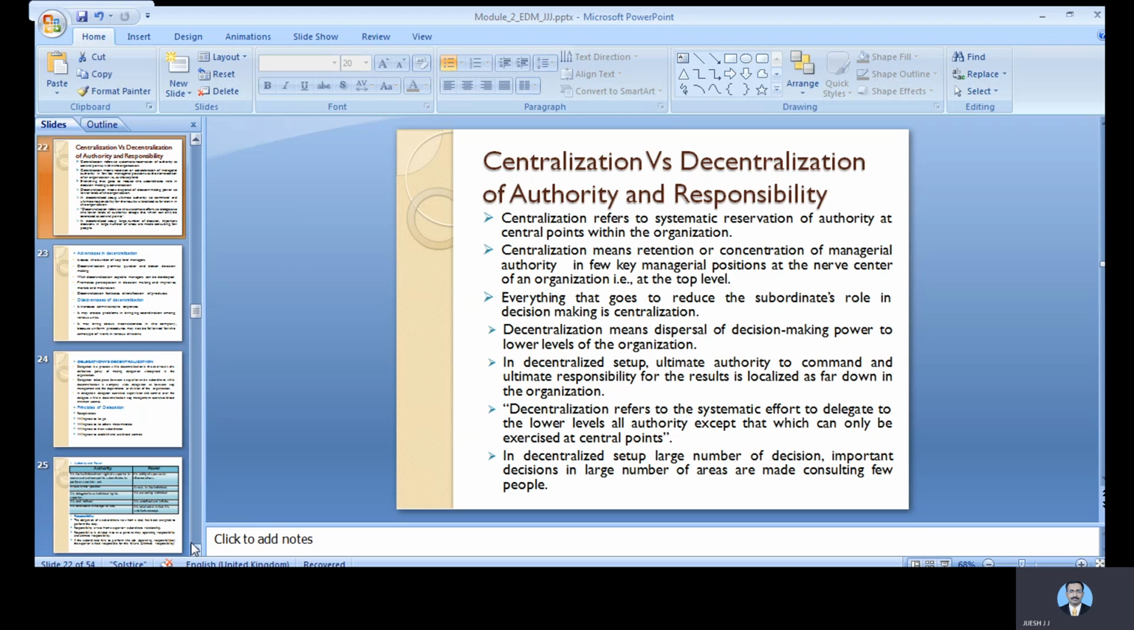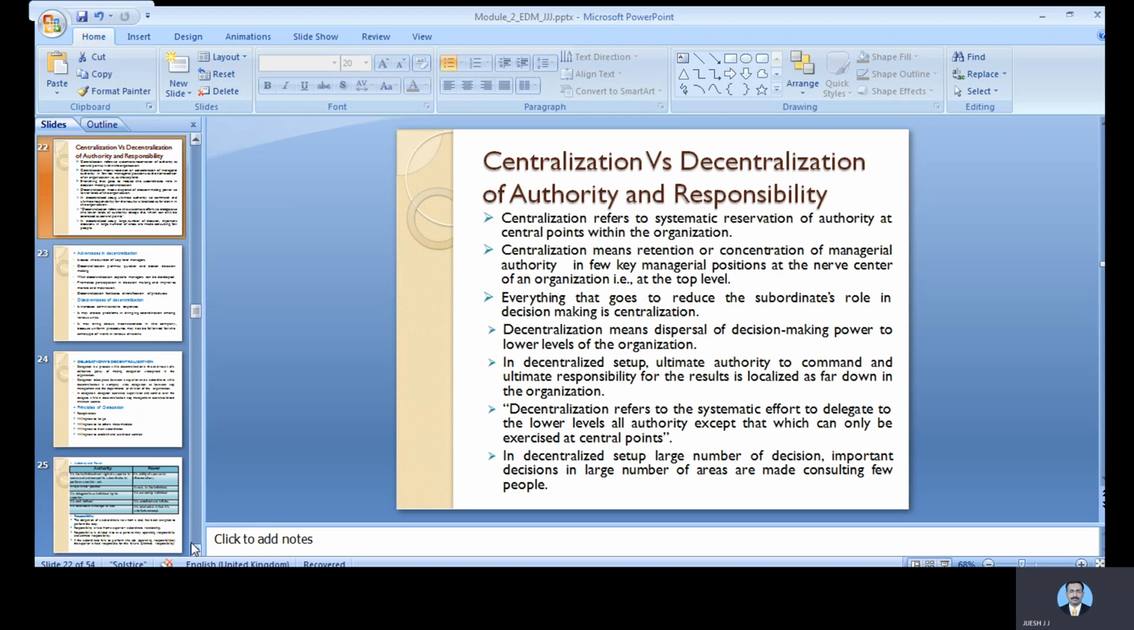Centralization refers to the systematic reservation of authority at a central point within the organization. Centralization means that authority is held by a few key managerial positions at the center of the organization, from the top level. Some things have to be done with all people put together, and some things have to be decentralized as well. Everything that goes to reduce the subordinates' role in decision making is the centralization process, and decentralization is giving decision making power to lower levels of the organization.